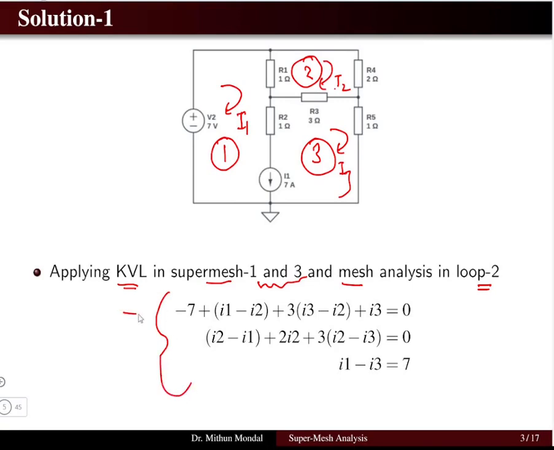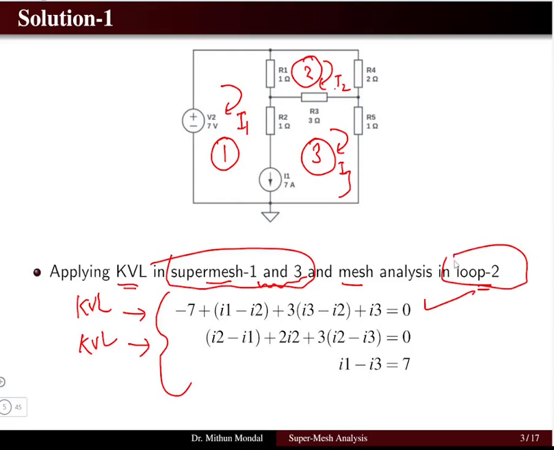So the first 2 equations will come from the KVL equation in the supermesh and the independent mesh. So the supermesh combining 1 and 3 will lead to this equation, and the mesh equation in loop 2 will give this equation. So we have 2 independent equations.